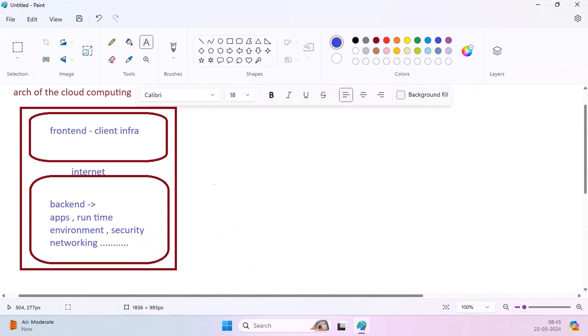So this is the architecture diagram of the cloud, and as you can see, the front end is the client facing, and this could be a client, or it could also be web applications like Google Chrome. And we have the back end taking care of the runtime environment, security, networking, and performing all the background activities. So now let's take a look at another way that we can write the architecture diagram.